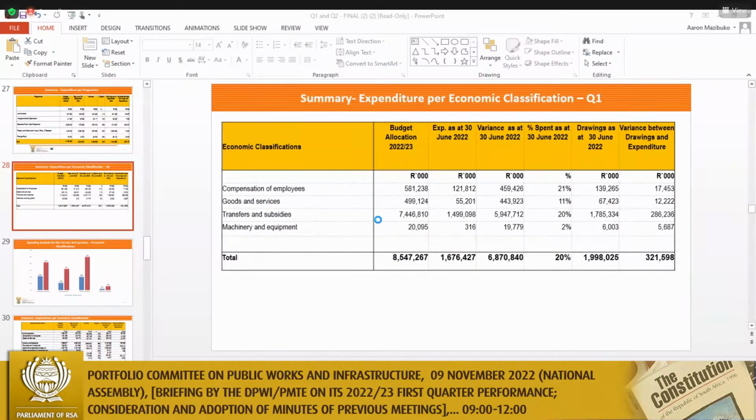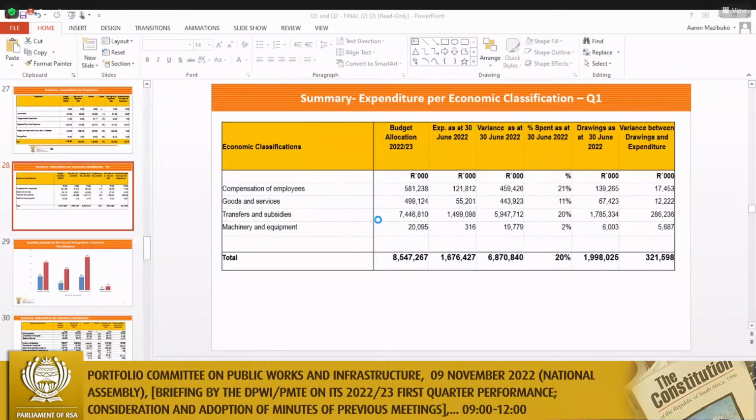Chair, the Deputy Minister did indicate the reason why there is a variance in terms of the spending projected and the actual expenditure. As you can see, when you move towards the right, we have the column that says the drawings. This is the money that we had drawn, and we are projecting to spend 139 million as at the end of June, but the actual was 121 million, and therefore we had a variance of 17 million.